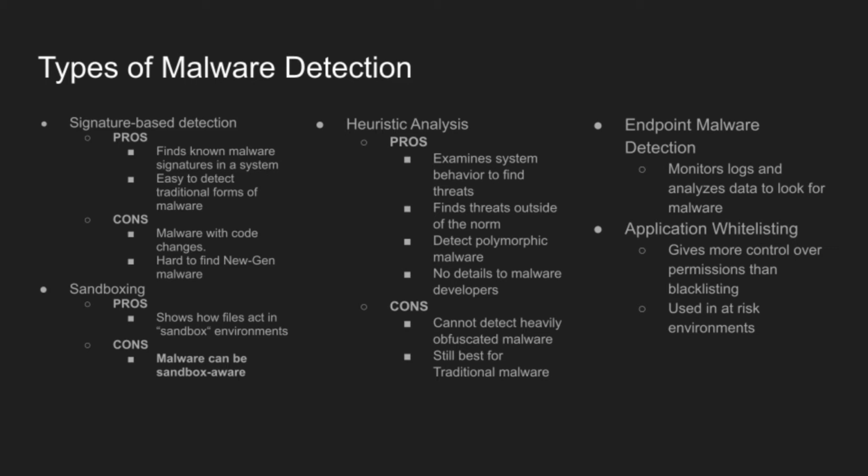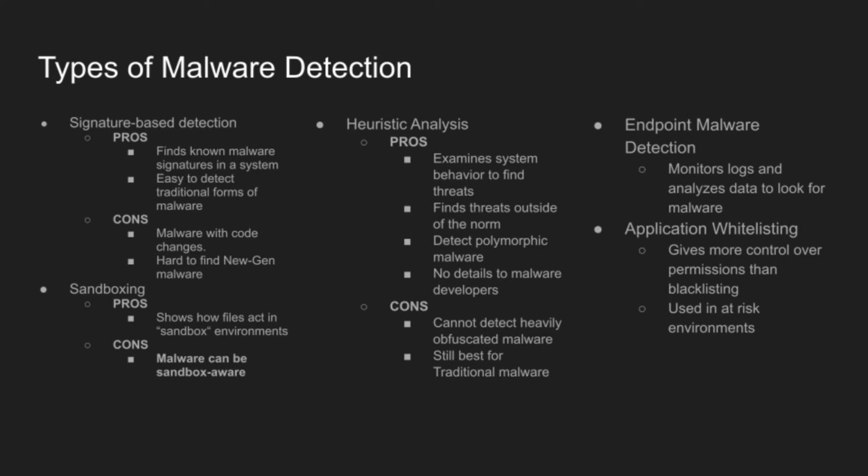Sandboxing is used to test code and applications within a sandbox environment to see how they react. However, malware can be created to be sandbox aware, which causes it to behave differently in that environment. Next, there is heuristic analysis, which examines system behavior to find threats, and it's able to find threats outside of the normal use of the system. It's able to detect polymorphic malware, and upon detecting malware, it doesn't send any of the details to malware developers. However, it cannot detect heavily obfuscated malware, and it is still best for traditional malware over new-gen.